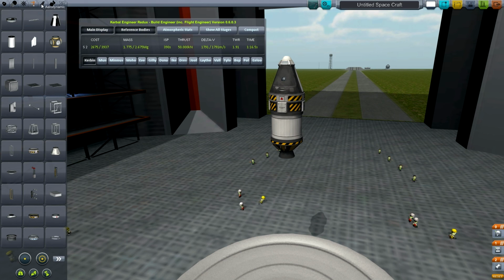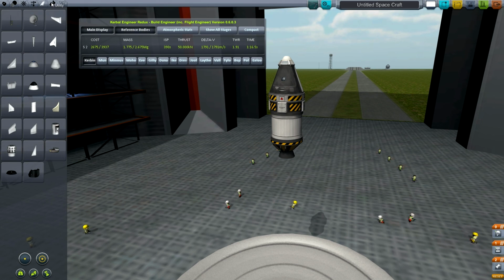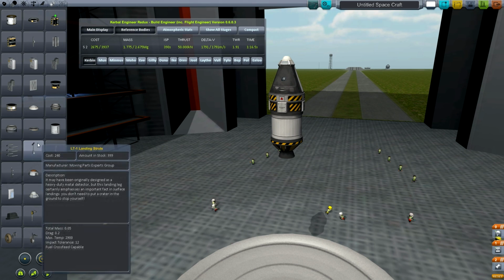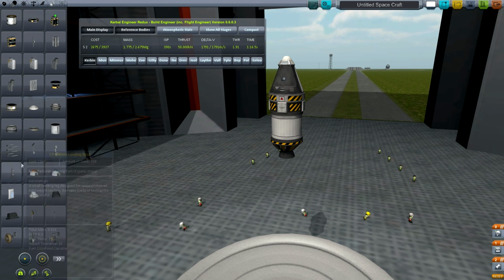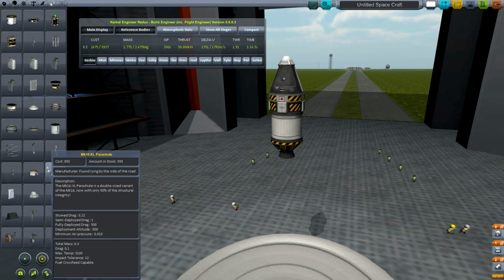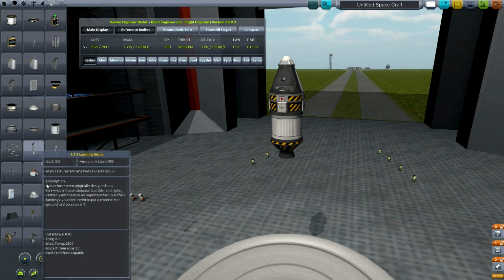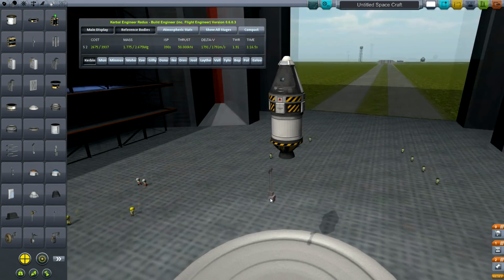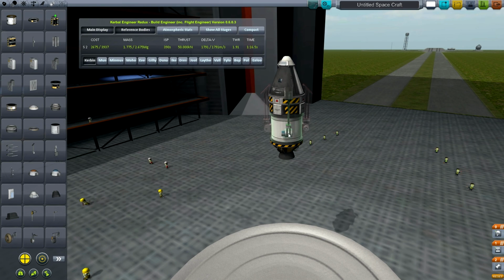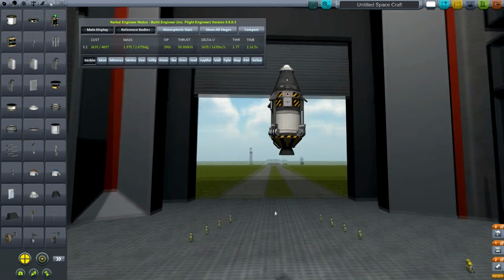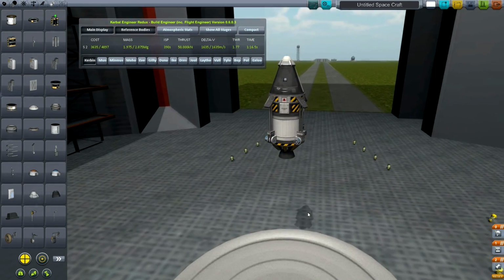So if we then put some landing struts on it, so utility, we're going to go with these LT1s. I find the LT5s are just too, they're matchsticks, they break. The LT2s, whilst nice and beefy, are a lot heavier. And remember, more weight means less delta V. So if we put these about there. I know when these are deployed, they're about the height of one of these engines.